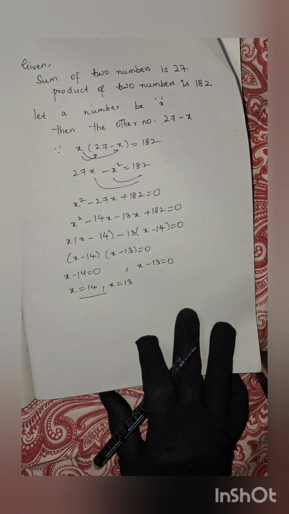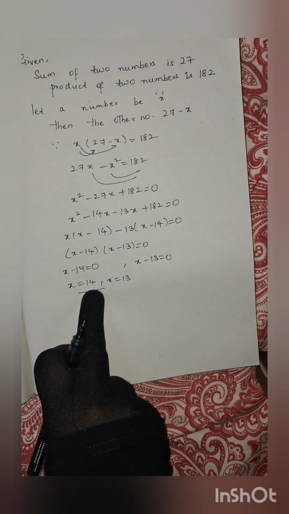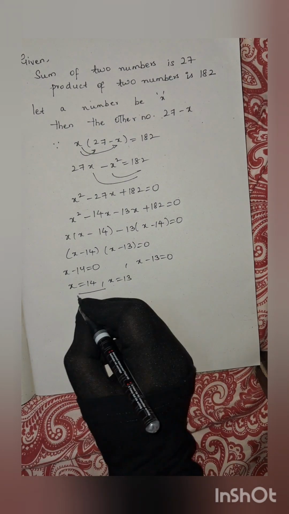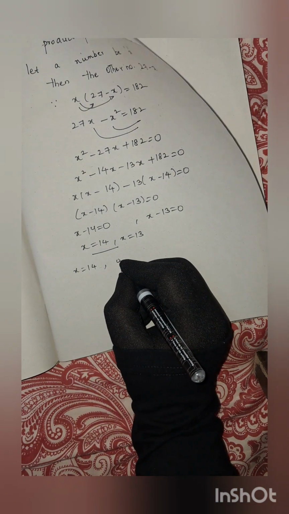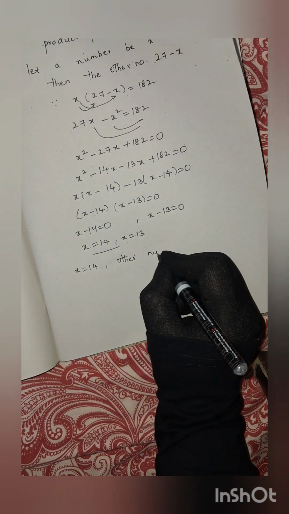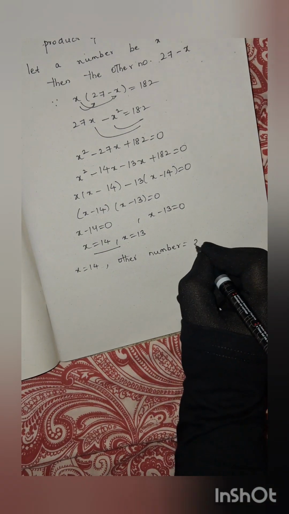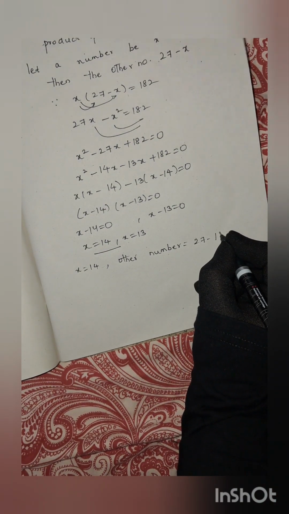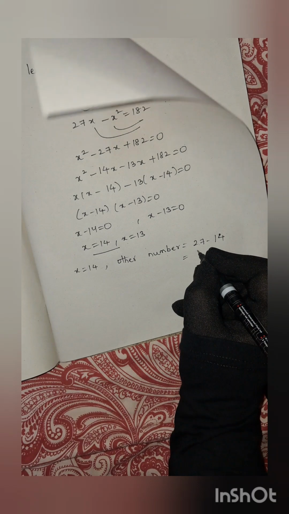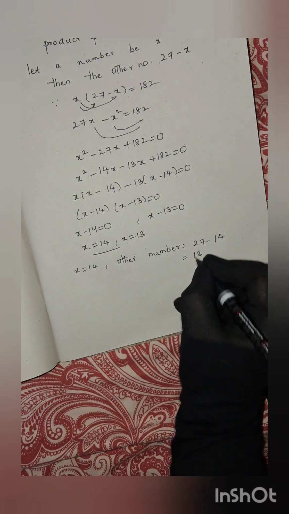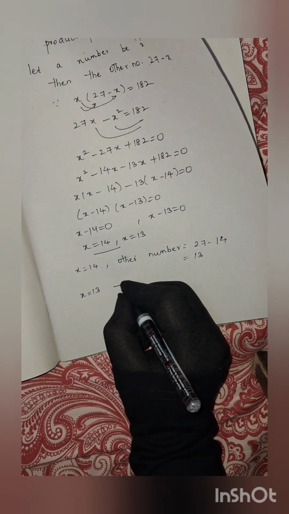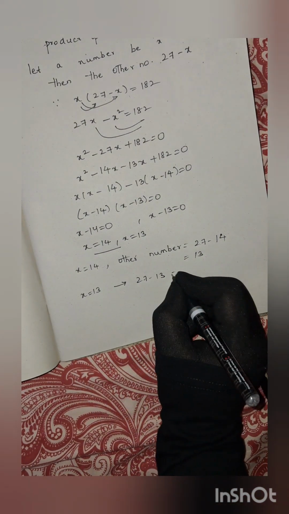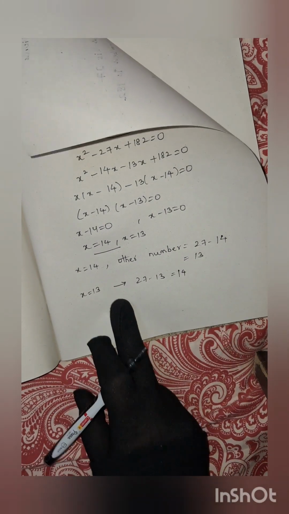So these are nothing but the numbers. One number is 14, because that is the value of x. The other number is what? We have taken already 27 minus x. So if x is 14, 27 minus 14 is how much? 13. If one number is 14, the other number is 13. If x is 13, the other number will be 27 minus 13, that is nothing but 14, right? So either one number is 13 and the other number is 14.